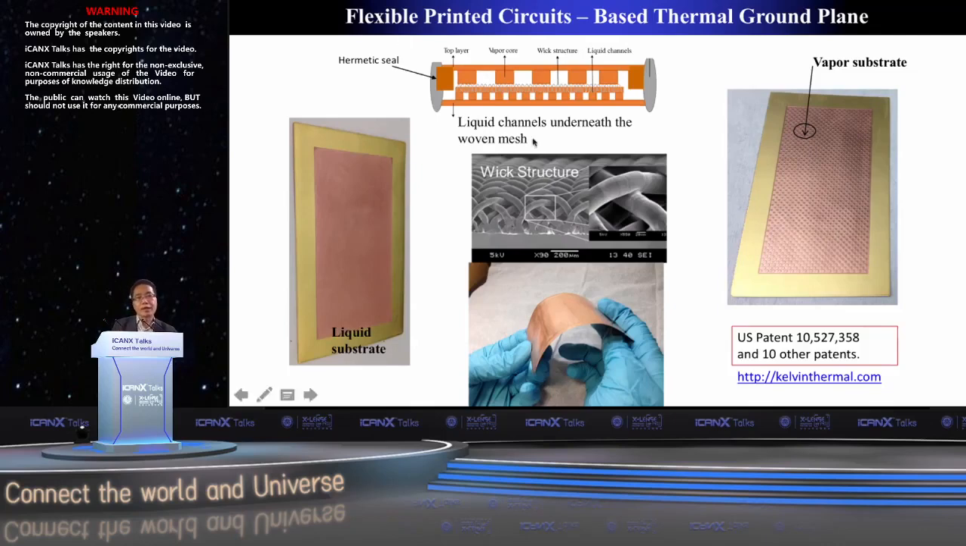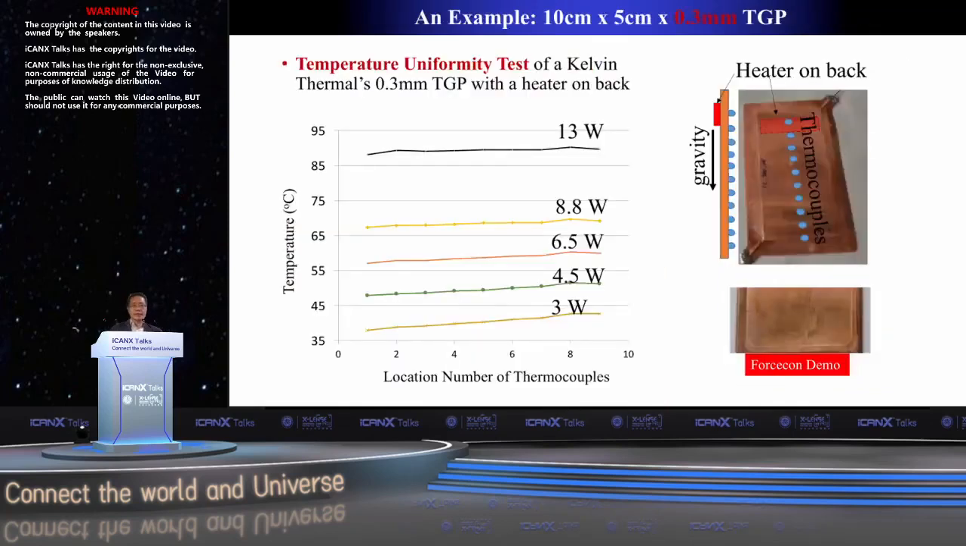Now, on the top of this figure, basically, it's showing a device. This device is similar in terms of form factor to the device I just showed you before. It's also called a flexible circuit-based thermal ground plane. The good thing is they are flexible, and we can make them really thin. I can show you how thin they are. This particular one we made is 10 centimeter by 5 centimeter by 0.3 millimeter. If you have smartphones, this is about a smartphone size, right? And 0.3 millimeter.